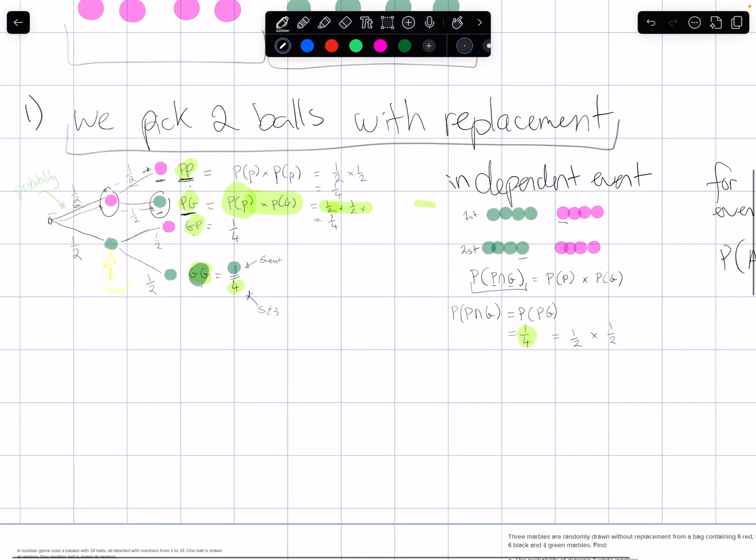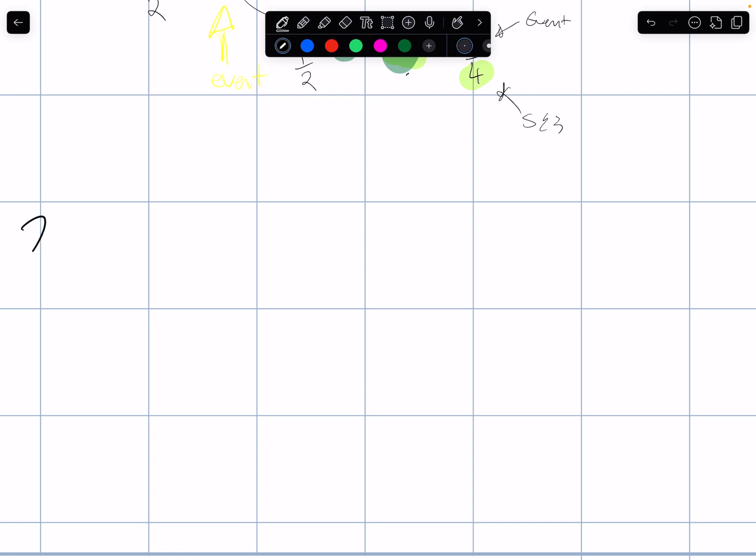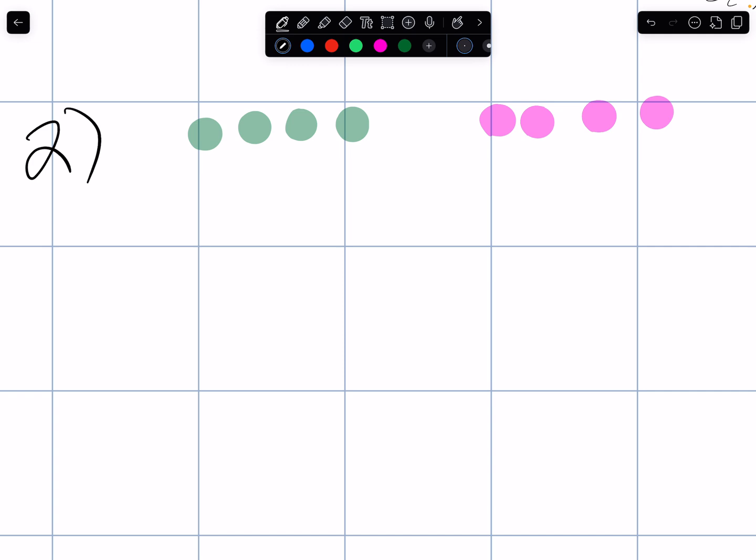Okay. Now, the other thing that we're going to look at here is my second option. I have 4 green balls, 4 pink balls. Now, what I do is I pick 2 balls without replacement.